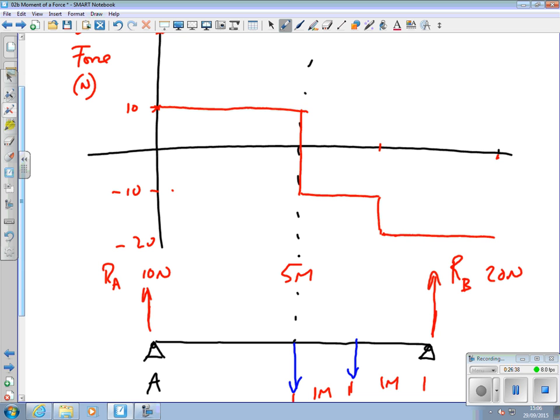until you reach the reaction force at B, and then you go up 20 and you should get back to the axis again. So that's your shear force diagram, showing the forces acting on the beam. 10 newtons up to this point, minus 10 that way, minus 20 and then back up.